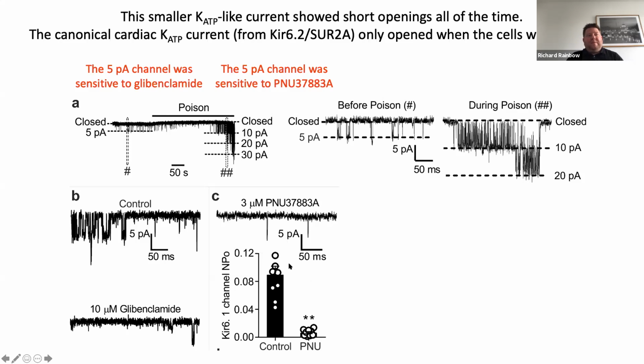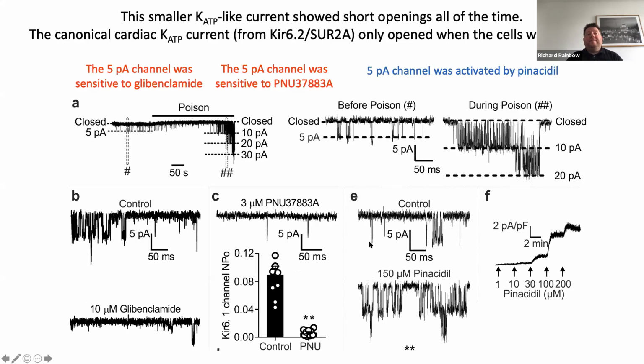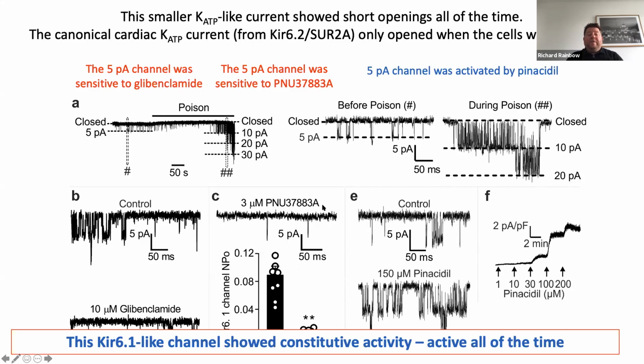What was also interesting about this channel is that if we applied an activating compound, pinacidil, we saw this channel's activity increased. So what we realized is that we had something that was looking like a KATP channel, but wasn't the standard cardiac KATP channel. And this channel was showing constitutive activity, i.e. it was active all of the time. And that was really quite like what happens in the vascular smooth muscle, where this channel's always open. So this KR6.1-like channel was showing the same kind of properties that the smooth muscle channel shows.